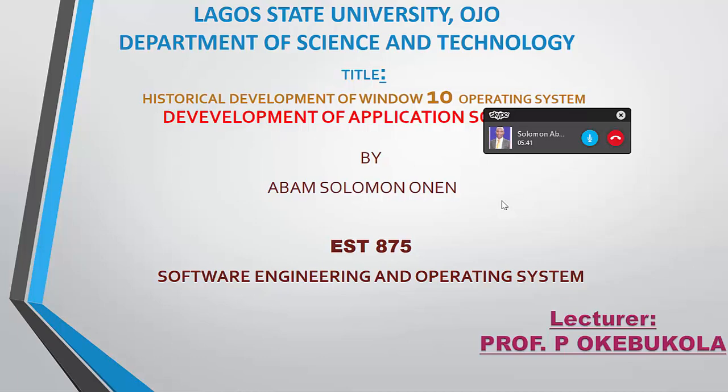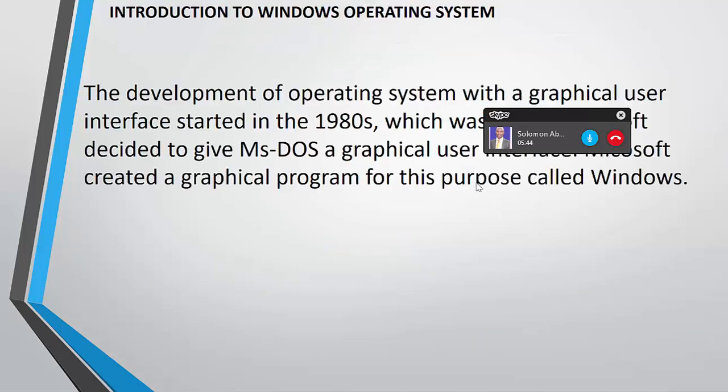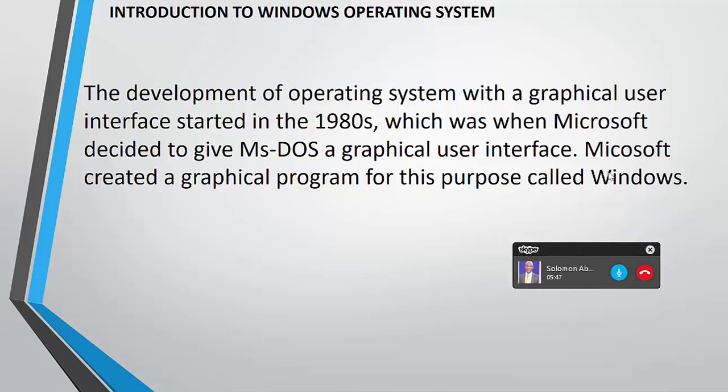Colleagues, I am here to discuss the historical development of the Windows 10 operating system, and this has to do with the development of application software. I'm quickly going to my slide 2. Here I try to draw attention to how Windows came to be. The development of an operating system with a graphical user interface started around the 1980s, when Microsoft decided to give MS-DOS a graphical user interface.